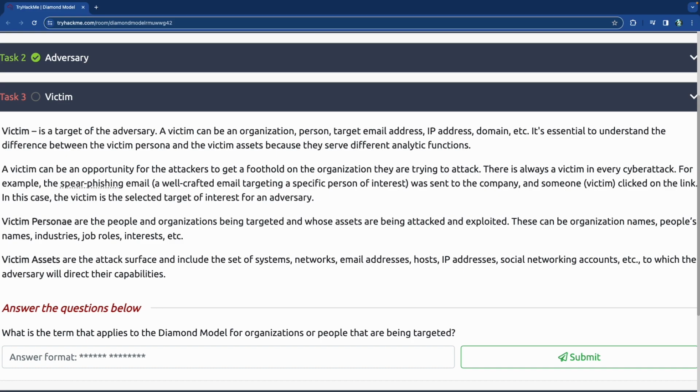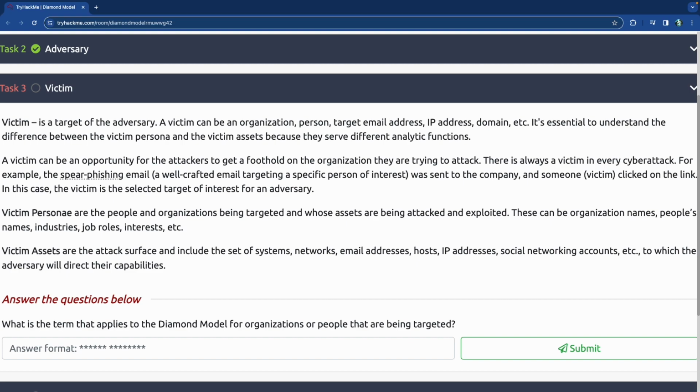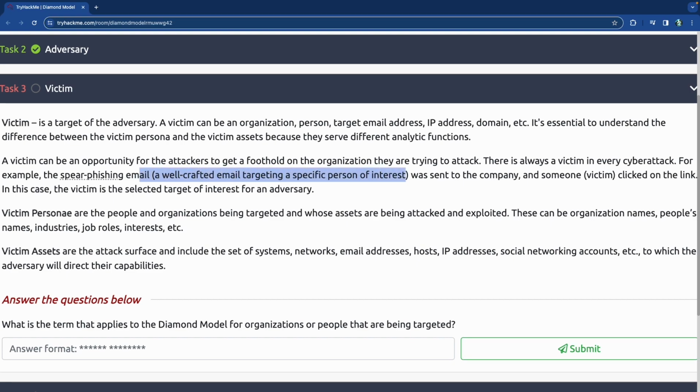And a victim could be an opportunity for the attackers to get a foothold on the organization they're trying to attack. There's always a victim in every cyber attack. For example, spear phishing email, well-crafted email targeting, yada yada. You should already know this by now. A spear phishing email was sent to the company and someone clicked on the link.